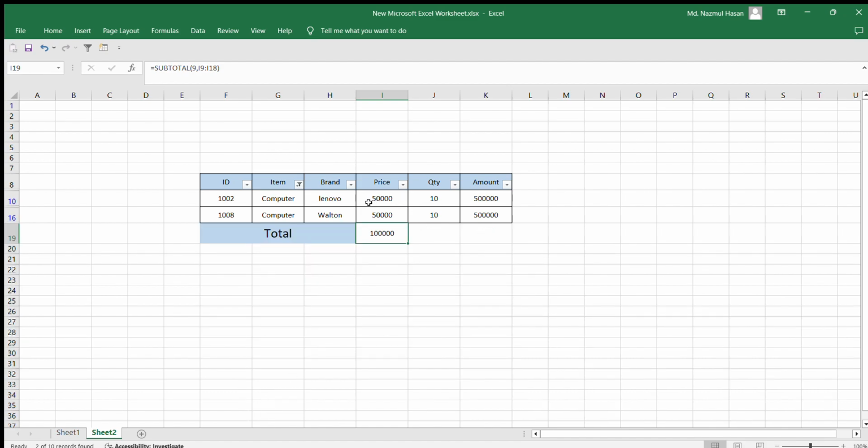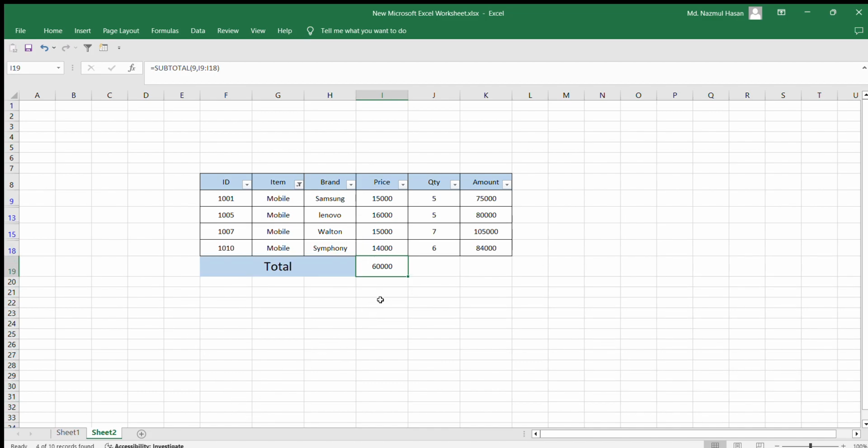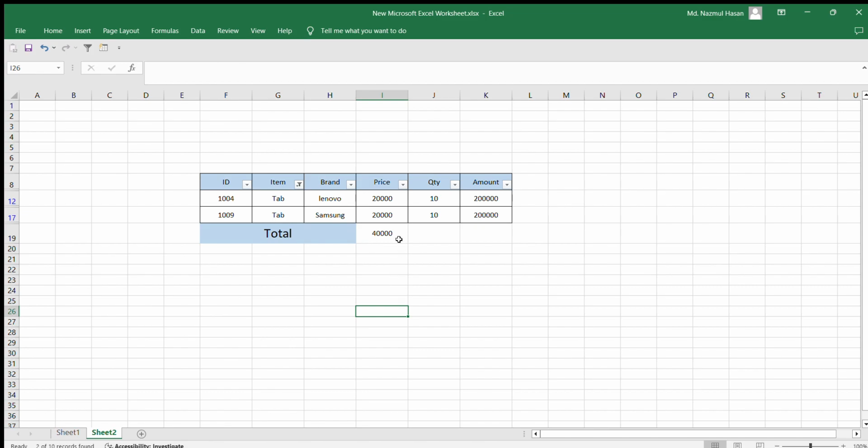then computer price is 1 lakh. If I select mobile, then mobile price is 16,000. If I select tab, then tab price is coming 14,000. The subtotal depends on the filter.